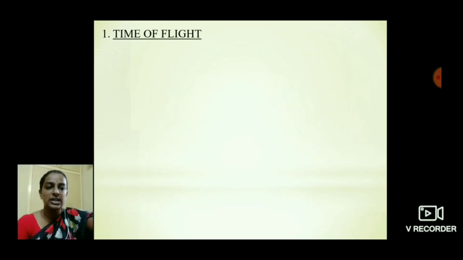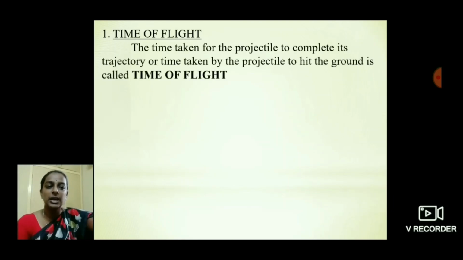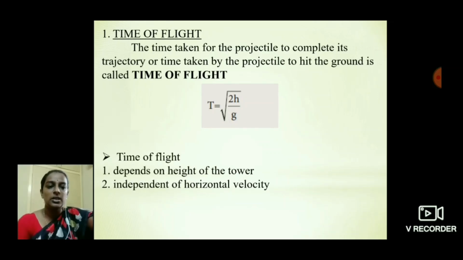Next, time of flight. Time of flight is the time taken by the projectile to complete its trajectory, that is to fall on the ground. That is known as the time of flight. The value is t is equal to root of 2h by g. It depends on height of the tower and independent of horizontal velocity.